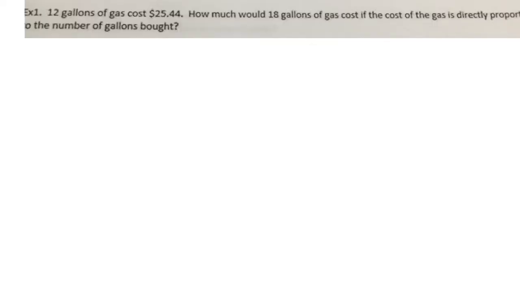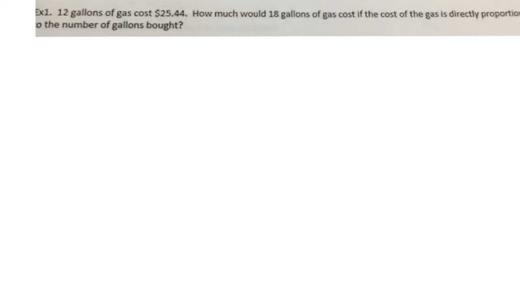Okay, so our example says 12 gallons of gas cost $25.44. How much would 18 gallons of gas cost if the cost of the gas is directly proportional to the number of gallons bought? So because we know this is a direct proportion problem, we know we could set this up as y equals k times x.